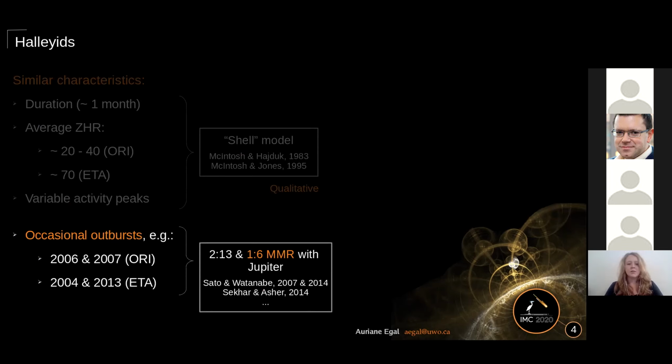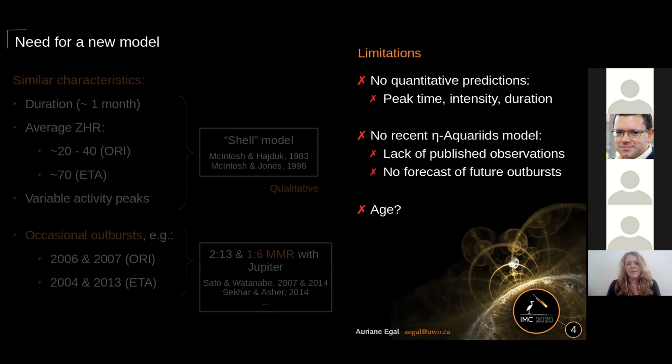So we see that all these previous works already explain several features of the showers. So why do we need a new model, right? Well, essentially because we lack quantitative predictions. There is no forecast of the shower's activity in terms of peak time, intensity, or duration. And the situation is even worse for the Eta-Aquariids due to the paucity of published observations until recently.